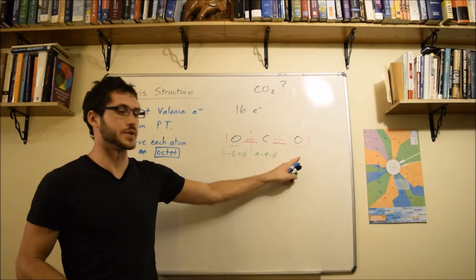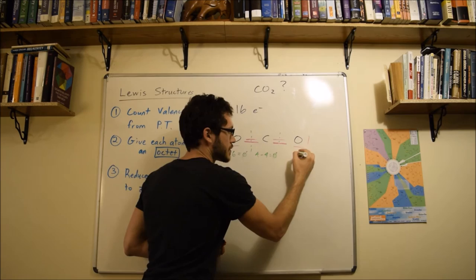Last but not least, oxygen. Well, just by looking at this, this oxygen is identical in every way to that oxygen, so this must have a formal charge of 0. Double check that. And there you have it. Now you know how to draw a Lewis structure.